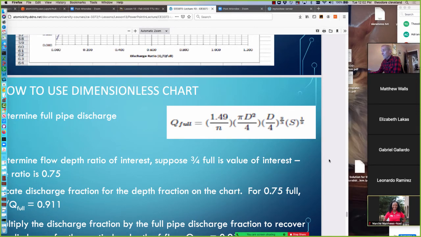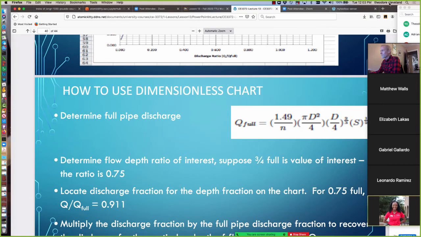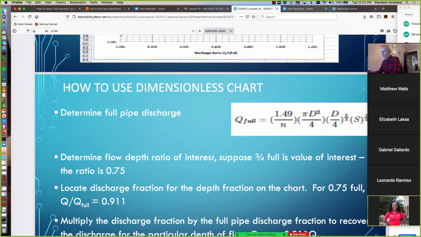Manning's formula, area, hydraulic radius. If the pipe is full, these terms are pretty straightforward to determine. Slope to the 1/2 power. Usually we use pipe slope, so we'll assume it's normal flow. Then we determine the flow depth ratio of interest. Let's suppose we're interested in what's the flow at 3/4 full. So the ratio is 0.75.